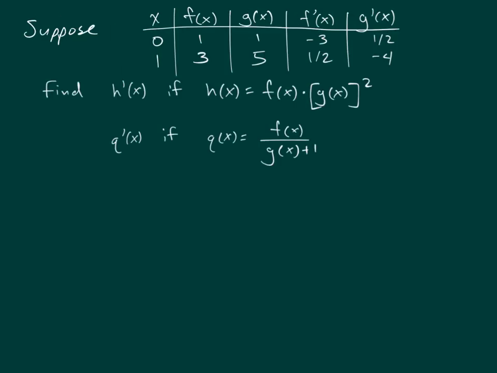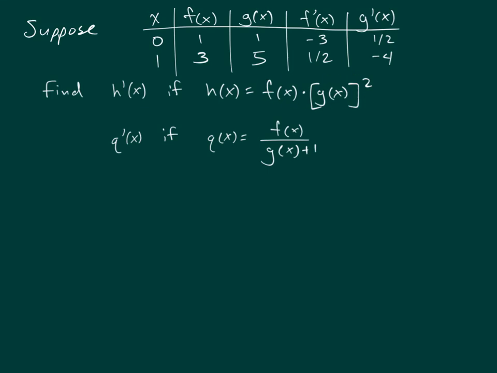For this example here, we have this information. Suppose that for the given x values, we know the function values for f and g at x equals 0 and x equals 1, and we know the derivative values of f and g when x equals 0 and x equals 1. So here are just a couple questions that could be answered by this information. The first of which is you are asked to find h prime of x if h of x equals this combination of functions here.